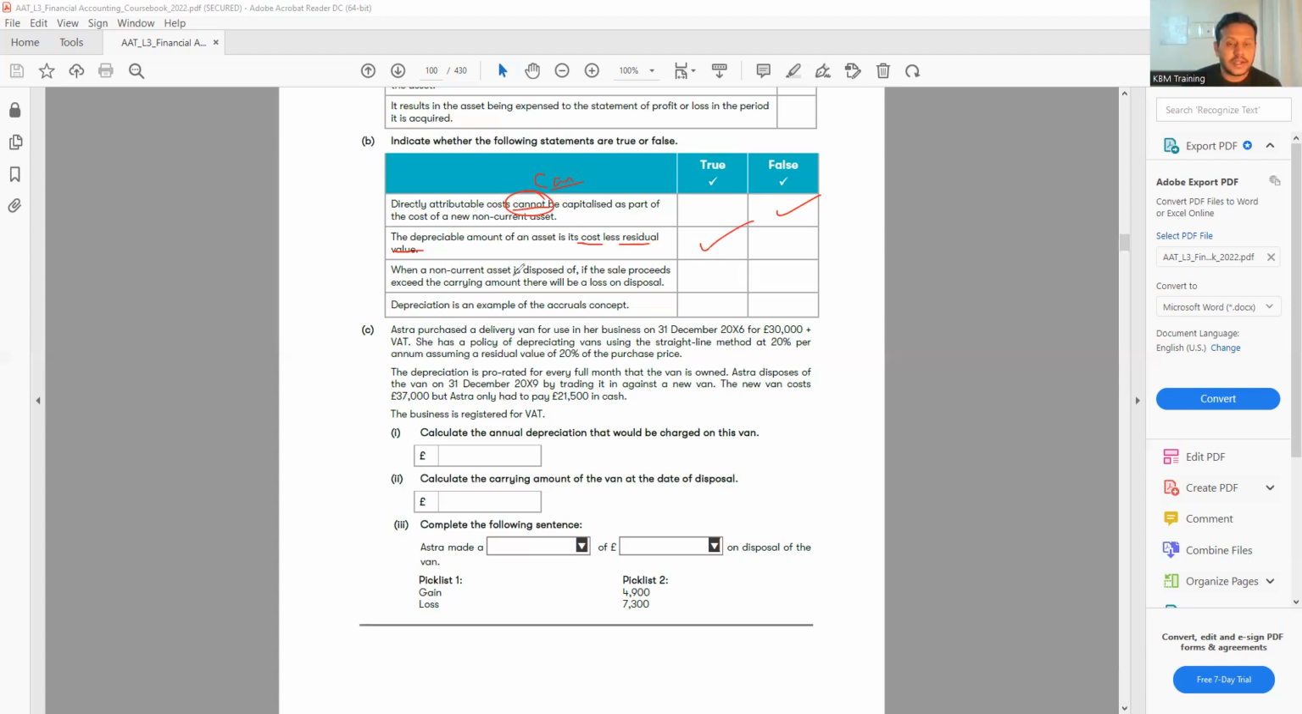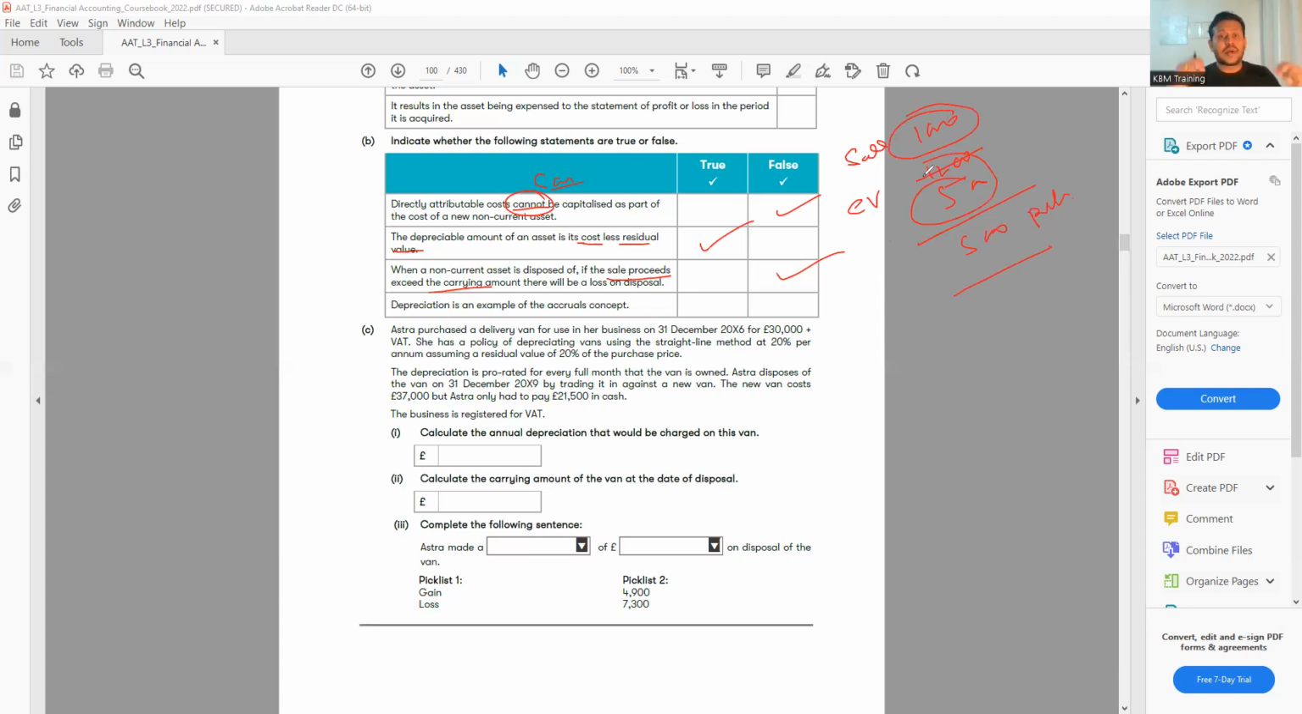Then we have: when a non-current asset is disposed of, if the sales proceeds exceed the carrying amount, there will be a loss. That's false. For example, if I sell it for 1,000 and my carrying value is 1,200, I'm making a loss here. But if the carrying value is, for example, 500 and my sales is 1,000, that means I'm making a gain of 500 profit because I'm selling for 1,000.